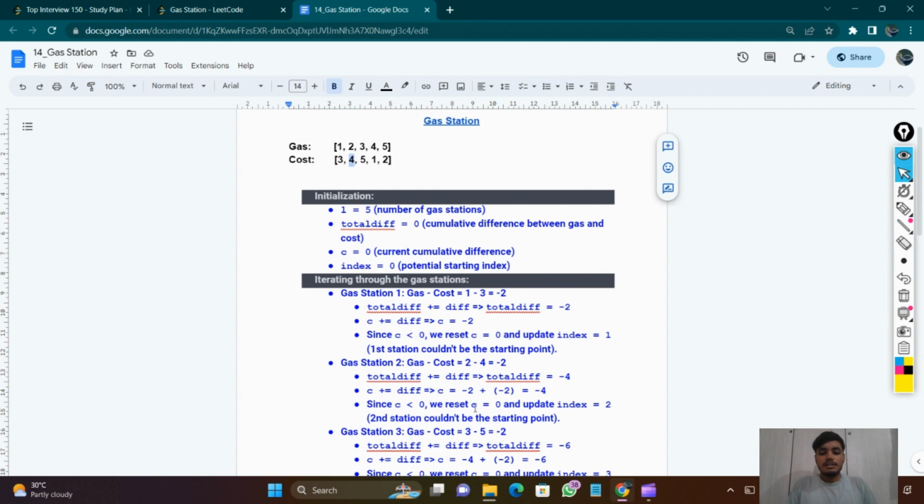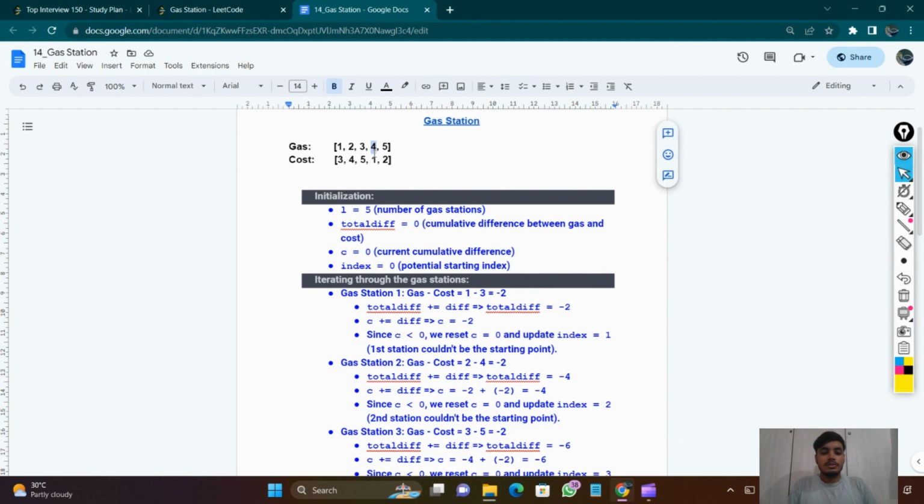So we again set C equals to 0 and update our index to 2. Now again when you check F for the third index, so what happens? We have the 3 amount of gas, we required 5 amount, so it is again less. So similarly what we do, we move our index to 4. So for 4 what we do, we will again check.